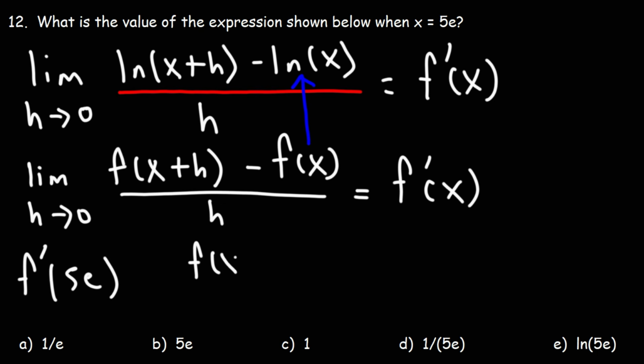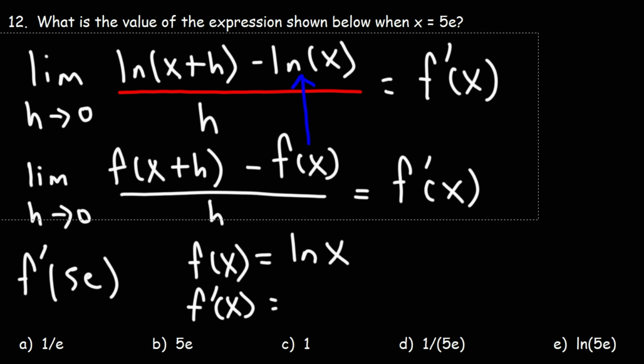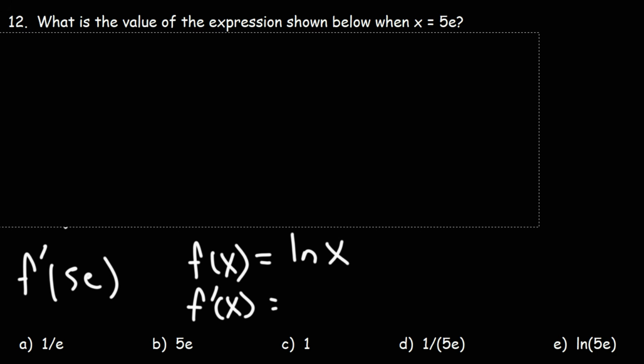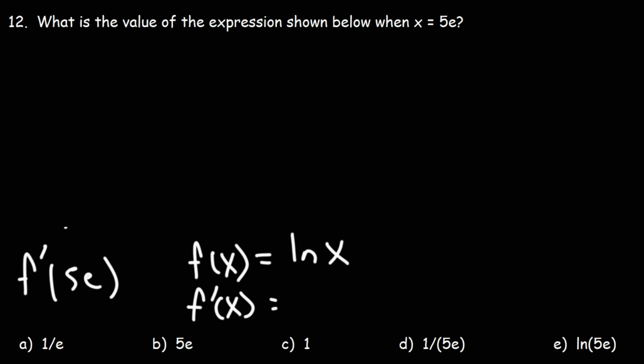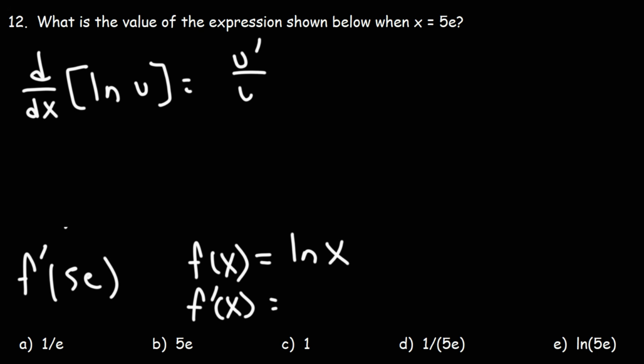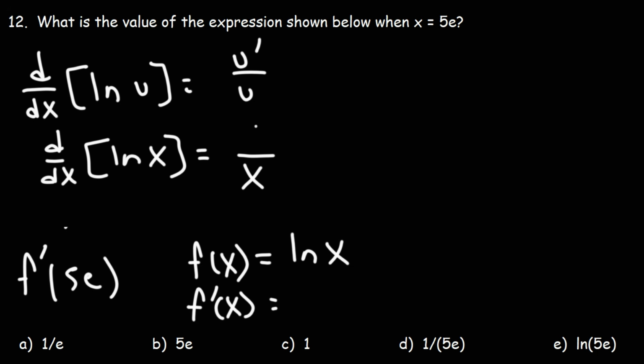So we know that f of x is ln x. What's f prime of x? Now you could commit this to memory. The derivative of ln x is 1 over x. But here's a general formula when you're differentiating natural log functions. The derivative of ln u is equal to u prime over u. So for the derivative of ln x, in this case, x is u. The derivative of x is 1, so you get 1 over x. But I would particularly commit this formula to memory.